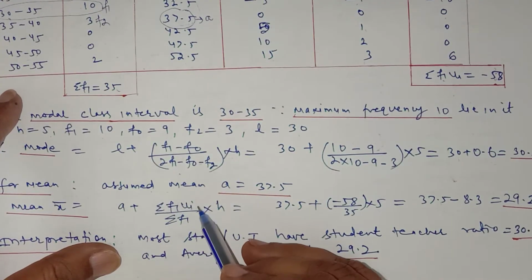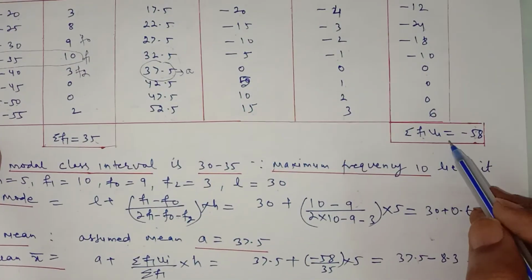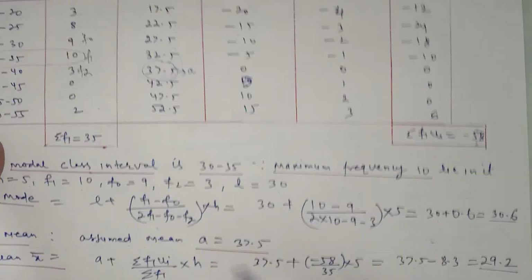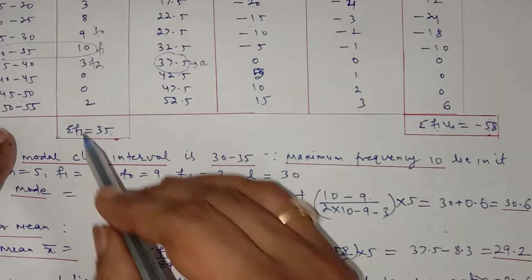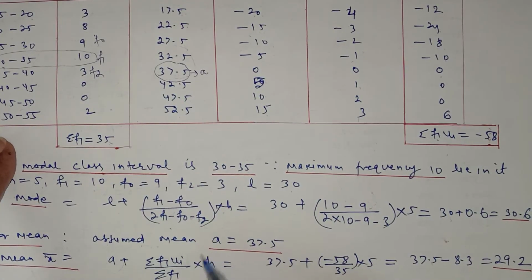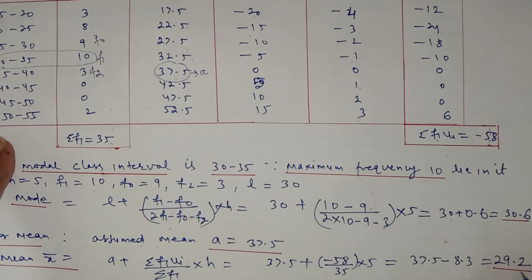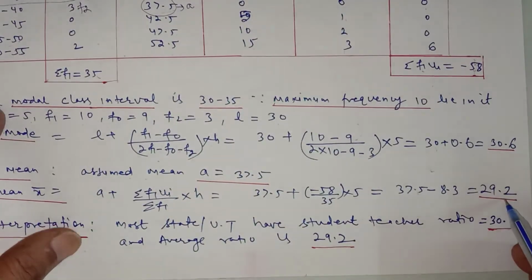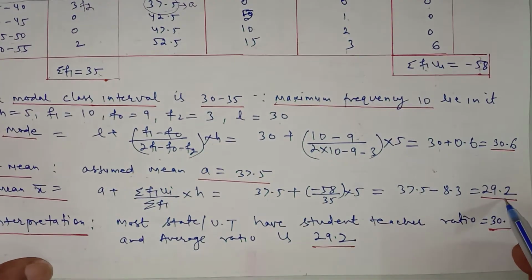And the mean is obtained by A plus summation fi ui upon summation fi, into H. By using this, summation fi ui is equal to minus 58. Total frequency is 35, assumed mean is 37.5, and class size is 5. Replace these values, and you'll get the mean, the average number of students per teacher.